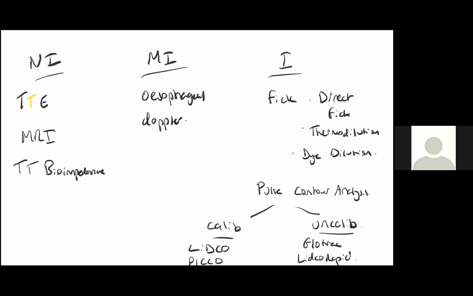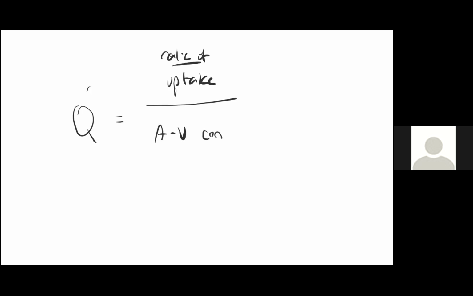Great. What is the Fick principle? The Fick principle states that the blood flow to an organ is equal to the rate of uptake of a tracer substance by that organ, divided by the arterial-venous concentration difference.